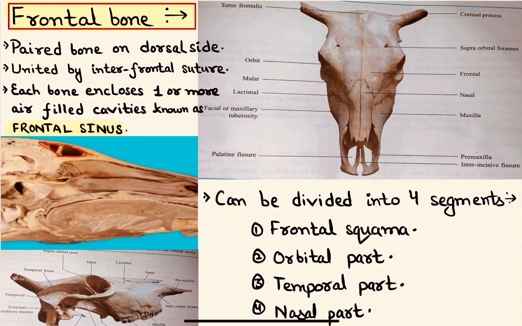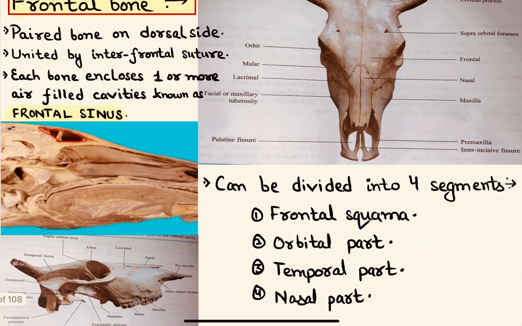Hello everyone. In this video lecture we are going to discuss the frontal bone. The frontal bone is a bone present in the skull. This is the skull of an ox. The skull is part of the axial skeleton.